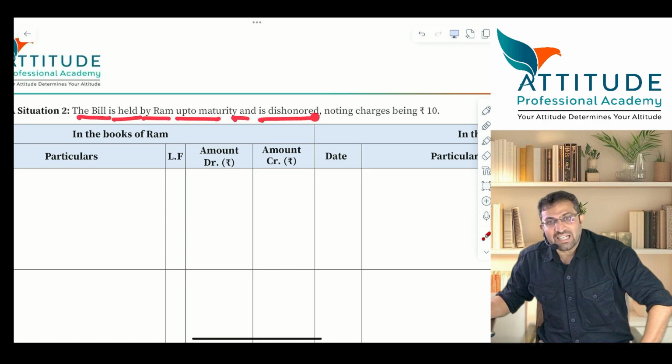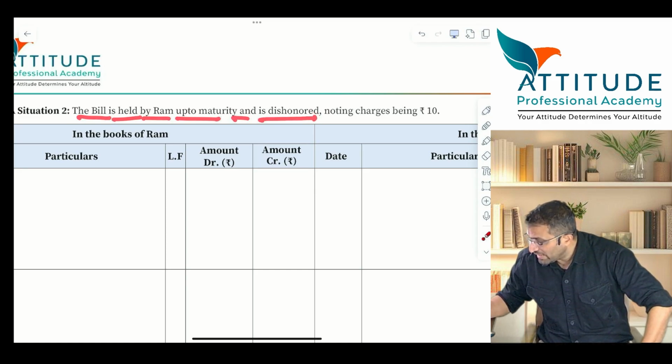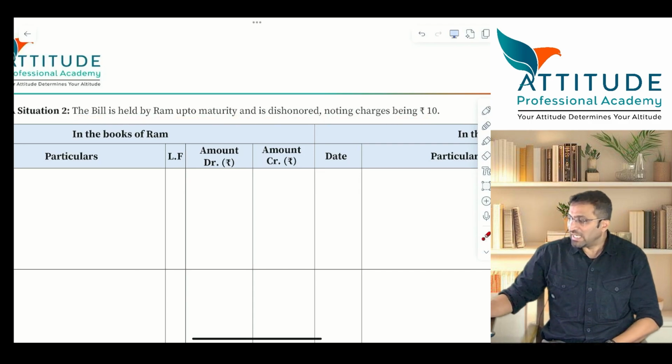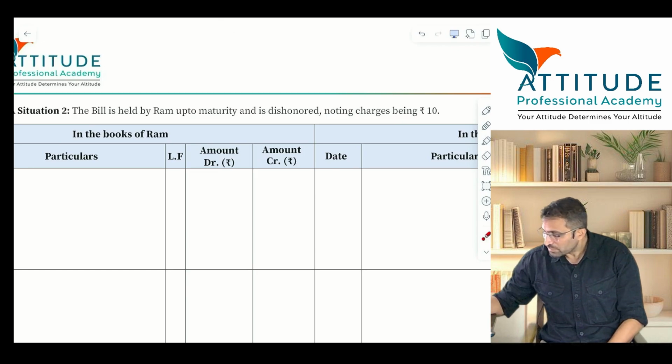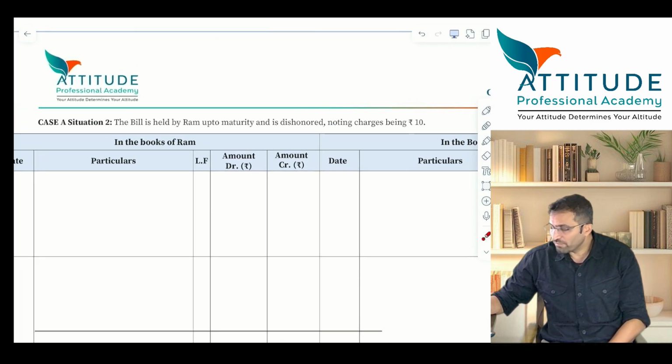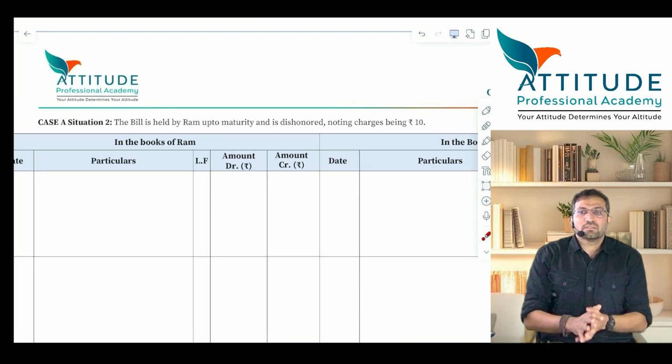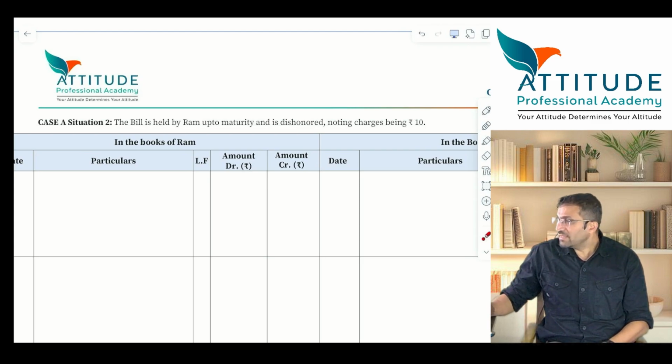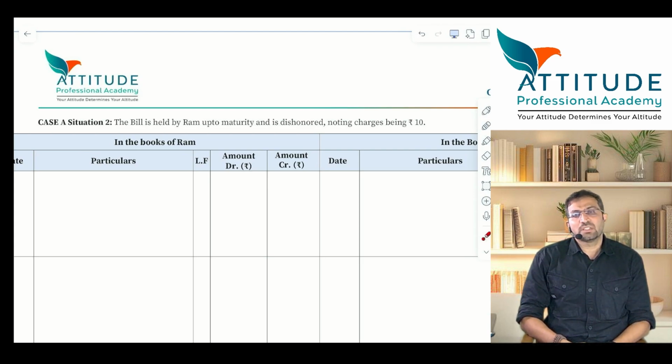In situation 1 it was honored. Now dishonored, and noting charges being 10. Now I'll have to explain this first. Okay. And noting charges rupees 10. Now concentrate here. Okay.